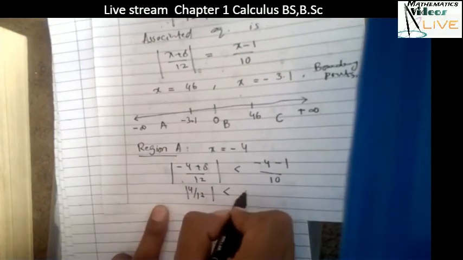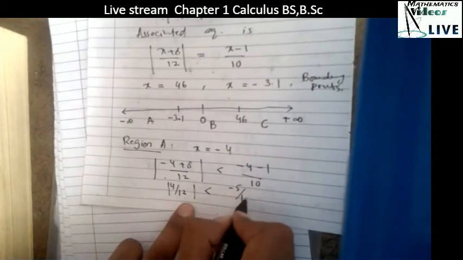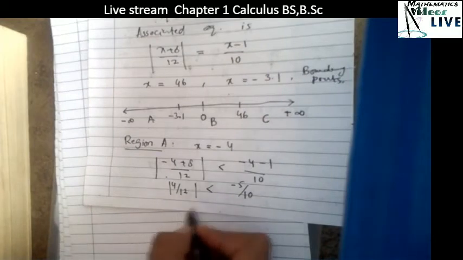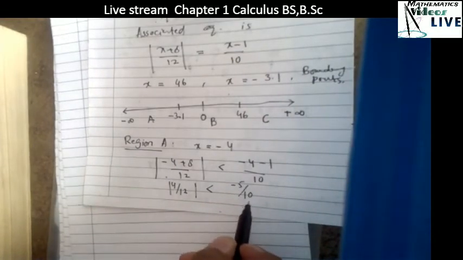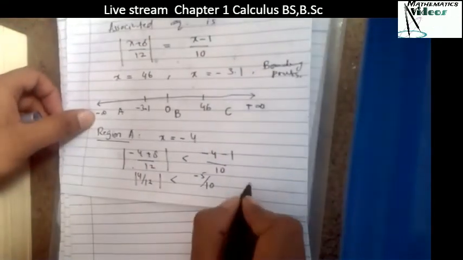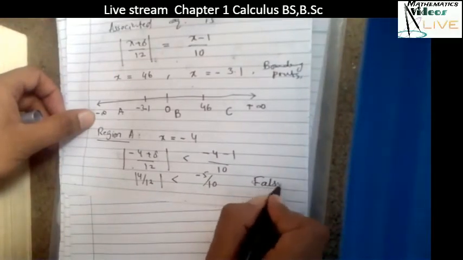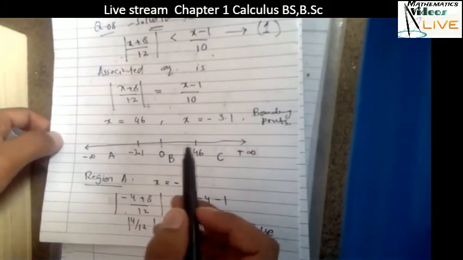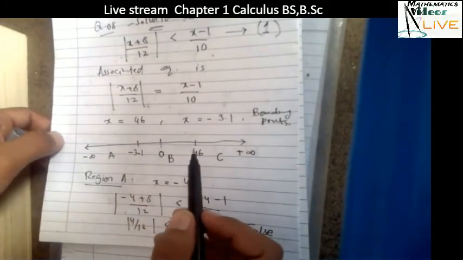Look, one of the points in this region is minus 4, so you can check x is equal to minus 4. You will simply put it in your inequality, call it inequality number 1. When you put x equal to minus 4, you will get the absolute value of minus 4 plus 8 divided by 12 less than the absolute value of minus 4 minus 1 divided by 10. This is 4 divided by 12 less than minus 5 divided by 10.